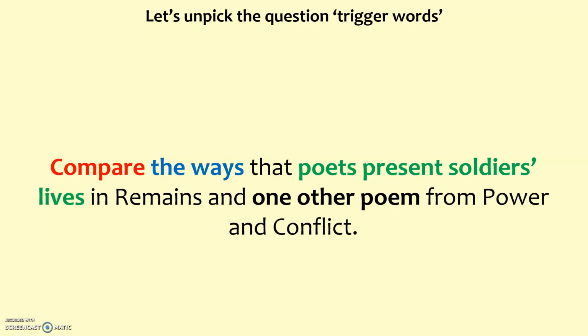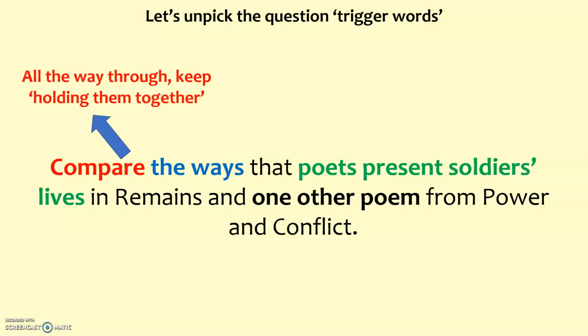So there they are. Firstly, the red one, compare. Now that instantly wants me to bring two things together like we did at the very start of this video with the apple and the orange. So put them together, comparing two poems. The ways. Now that bit in blue. The ways is another word for the methods. And in fact, I think I'm giving this away here.